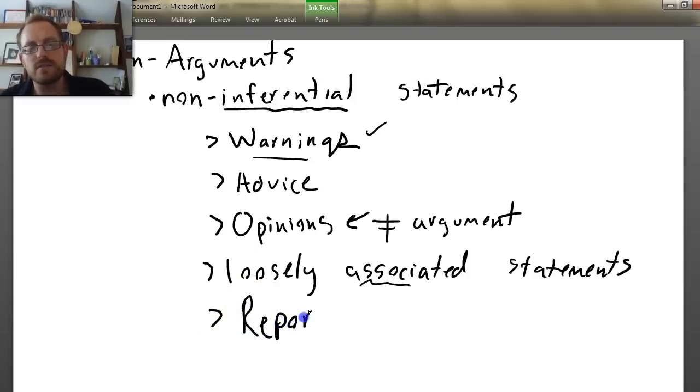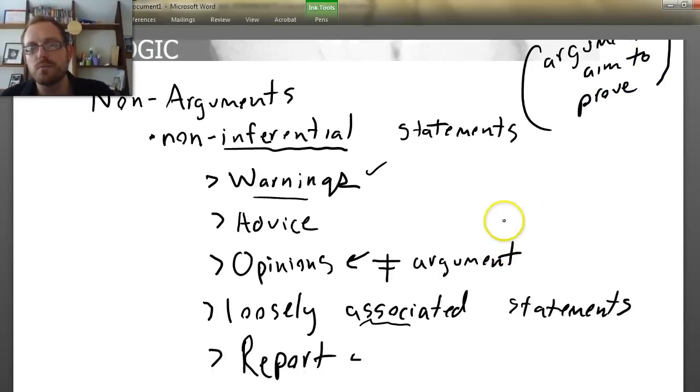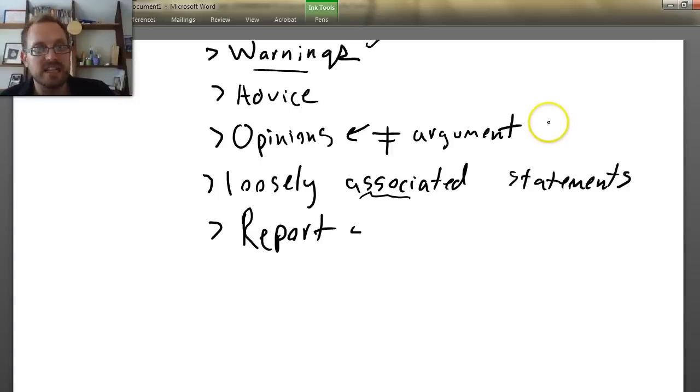Another sort of passage you might see that shouldn't count as an argument is a report. A report is merely telling you what has happened or what someone thinks has happened, but it's not proving it. And that's one thing to remember: arguments aim to prove. The difference with a report is that it's just telling you what we think is true. It's not actually doing the work of proving it. So reports are not arguments either, right?